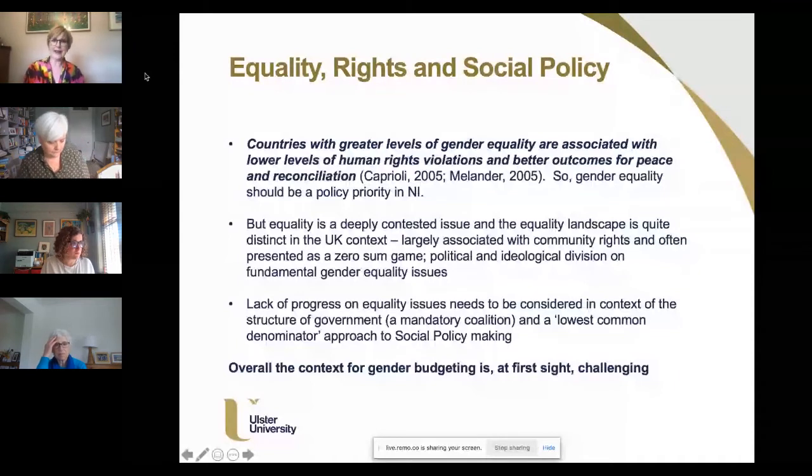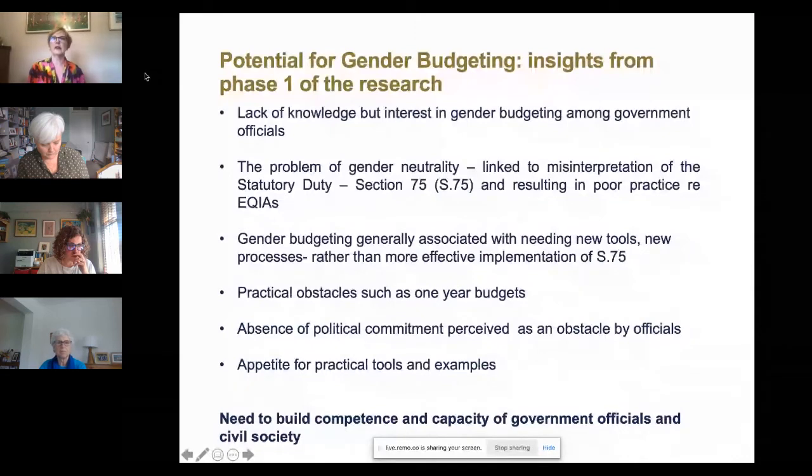So overall, it's a challenging context at first sight, but nevertheless, there are opportunities and we need to take them. I think we see some of the potential for influence coming from the first phase of the research project, where we were trying to scope out the existing knowledge of gender budgeting amongst officials, civil society organisations and public bodies. What that told us is that there's a lack of knowledge, but not a lack of interest. Officials are interested in knowing more about gender budgeting, and I think that's good.